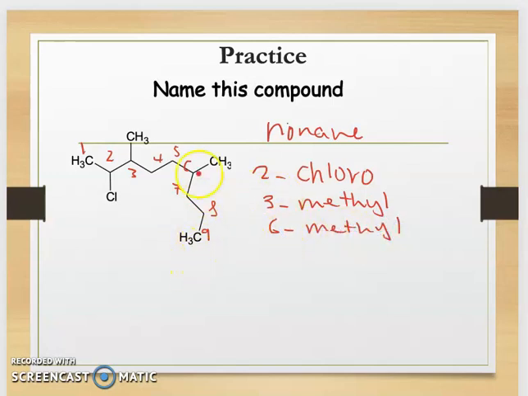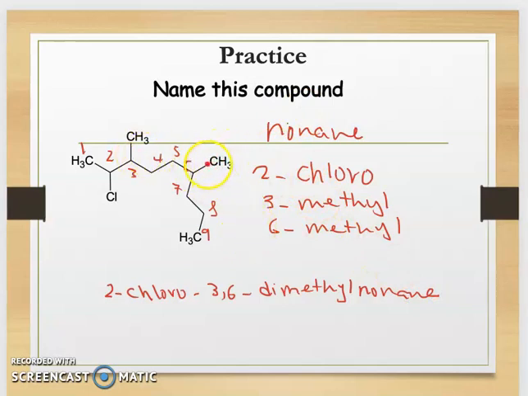Alright, so when you're writing the whole name or the full name, it will be 2-chloro, 3,6-dimethyl. Remember that? Nonane. Okay, because on carbon 3 and on carbon 6, the two branches are identical, so you just put the prefix di, and use alphabetical order. That's why I have chloro first and then methyl after.